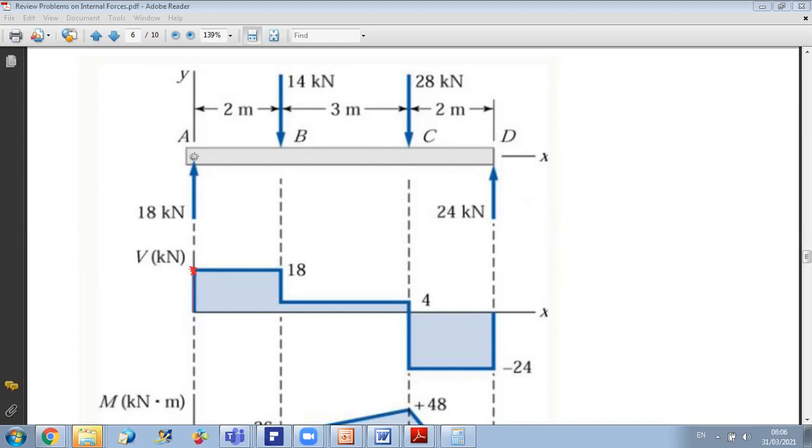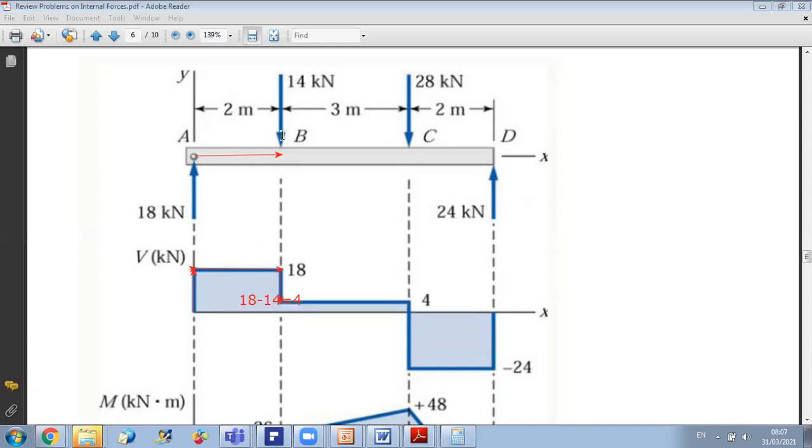Now, from A to B, we don't have anything, no change in load. So V will remain constant until reaching point B. At point B, we have a downward force of 14 kilonewton. A downward force will cause a downward jump of 14. So we were at a value of 18, we should do a jump down of 14, then we will have a value of 4. So here it is 18 minus 14 equals 4.